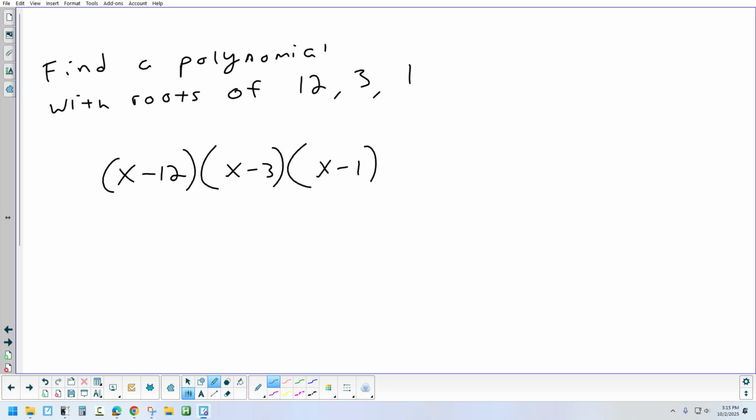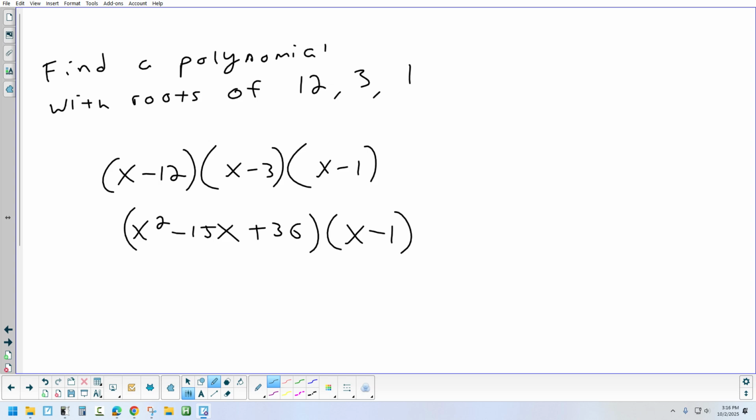So now just multiply that out. So we're going to get x squared. We're going to get minus 3x minus 12x, which gives us negative 15x. And negative 12 times negative 3 gives me 36. Okay, a little bit of a bigger number there, but I guess that's because we had to deal with a 12. But that's okay. So now we're going to do it one more time.